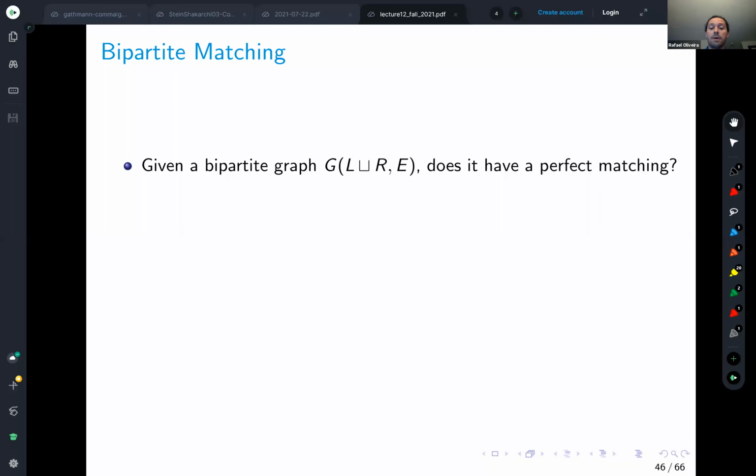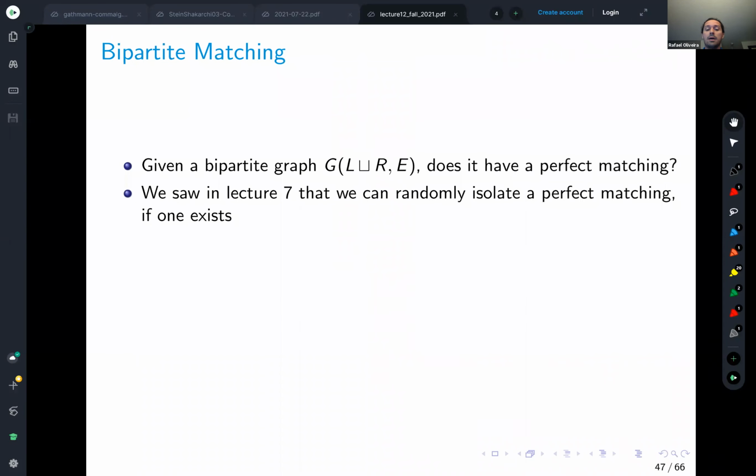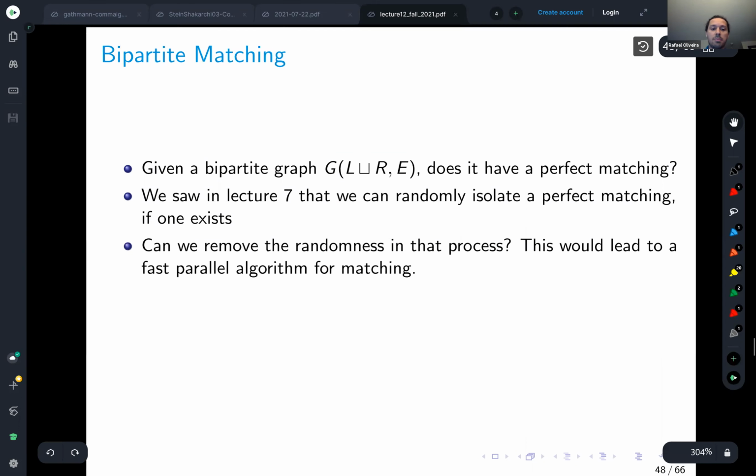And we saw also in lecture 7 that we can randomly isolate a perfect matching if one exists. And this is great because, as I mentioned to you, this gives us fast parallel algorithms for computing perfect matchings. So this is really important, and we can do this also concurrently. So this is an important problem.